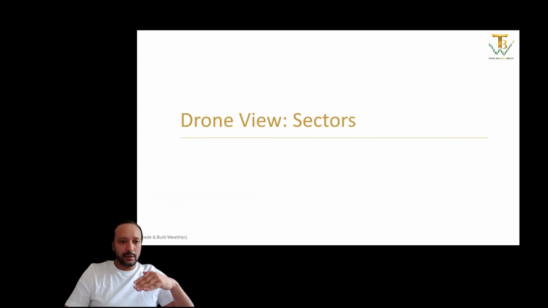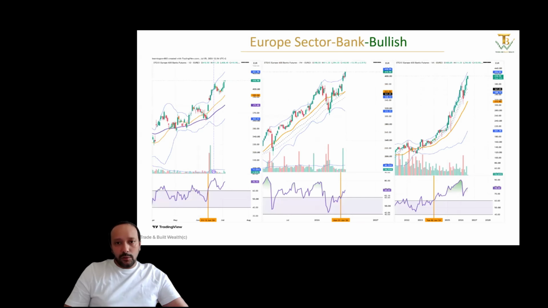Let's have a look one step more down to see which sectors. This is called drone view, which sectors are basically performing. So in Europe, one of the major sectors which is performing is the banking sector and financial sector. It is at all-time high right now. And if the banking sector is performing good, banking is the backbone of every country. If the banking sector is performing good, the country is performing also good.